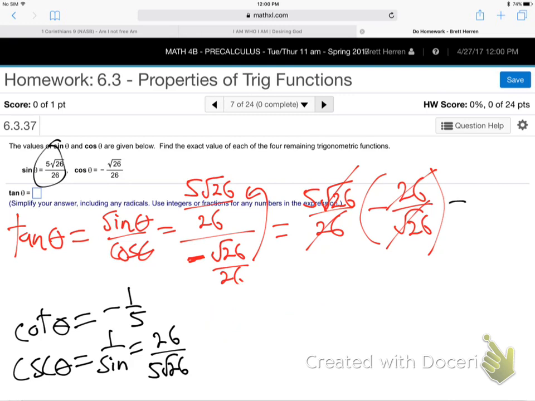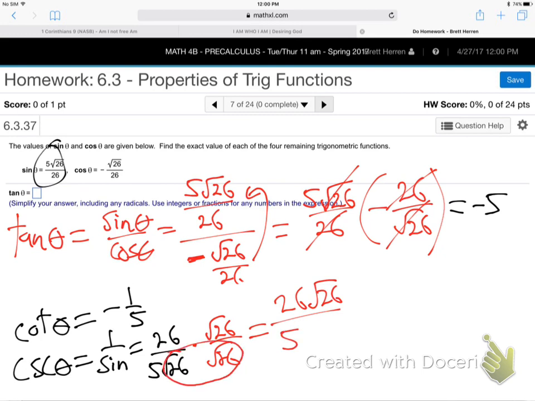Is that good so far? Right, so cosecant's 1 over sine, so you just flip the sine. Now I can't leave it that way because of the root on the bottom, huh? So what do we do? You multiply top and bottom by the root of 26, right? Whenever you have a root on the bottom, just multiply top and bottom by that root, and you'll get 26 root 26 over 5.